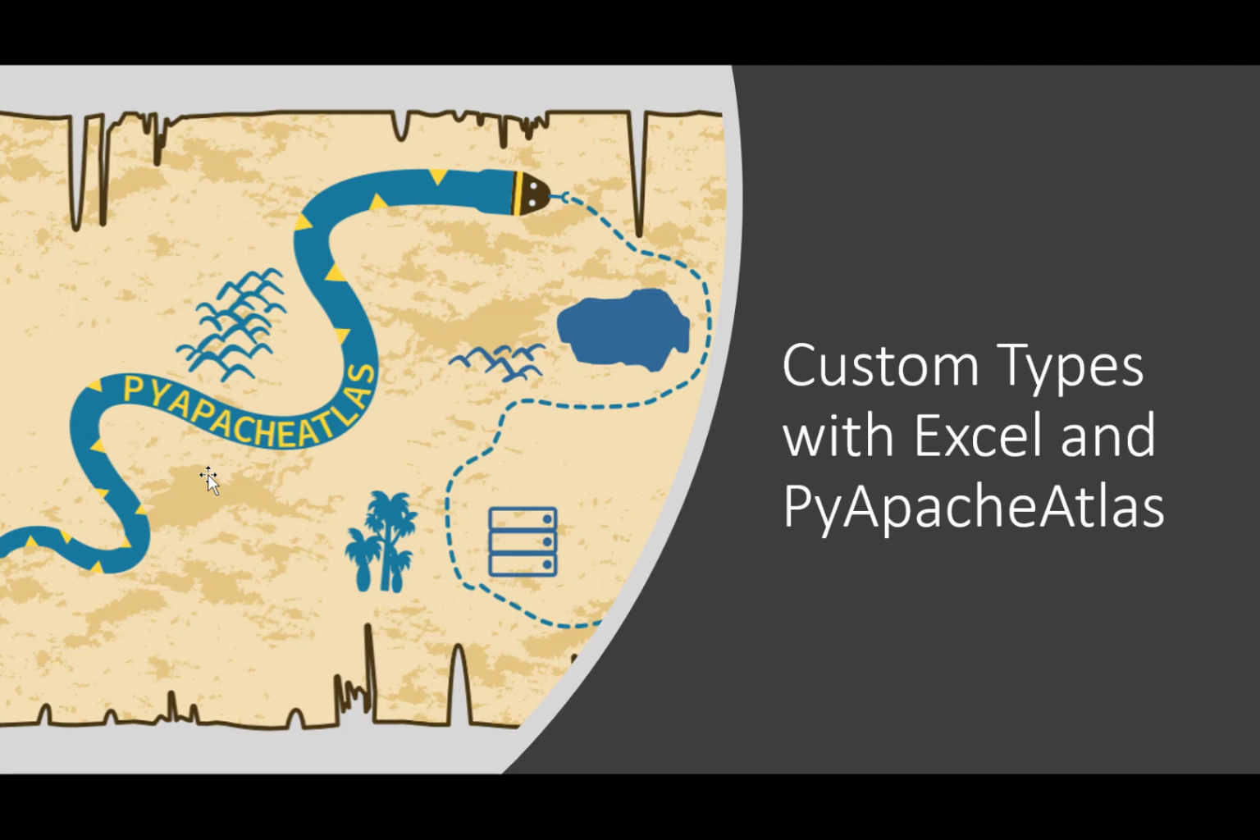With that, thank you so much for watching this video on how to create custom types with Excel and PyApacheAtlas. Hopefully you can start quickly using this in creating your custom data sets as well as custom process types so that you can create representations of on-prem data sources and tools that don't have built-in types or built-in connectors already in Azure Purview or Apache Atlas.